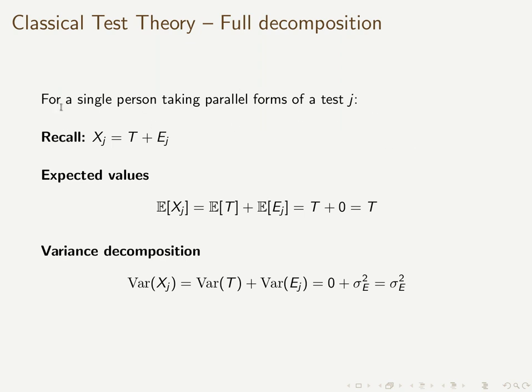This is just a summary. For a single person taking parallel forms of a test, single person, just one true score, taking many forms, each of those forms are going to show some variation. As such, we can express the expected value of the observed scores as the sum of the expected values individually for the true scores and the error term. So this is going to be t plus 0, just t. This is our expected value. And the variance is also going to be the sum of their individual variances, and this is going to result in the variance of the error. This is just a summary slide.